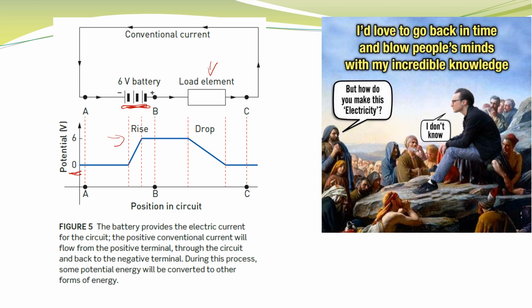But then the potential energy of those electrons and the kinetic energy is used somewhere. It's used in that load element to power something in this circuit, and that's where we see the drop back down to 0. So we often refer to it as a potential difference between 2 points or a voltage drop in a circuit. It's because that potential energy of the battery is used to power something in the actual circuit.